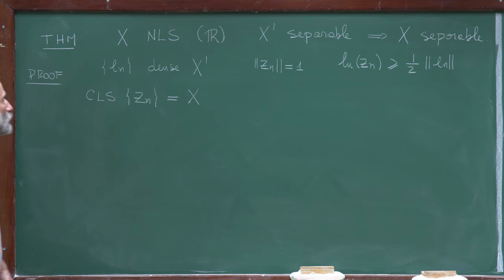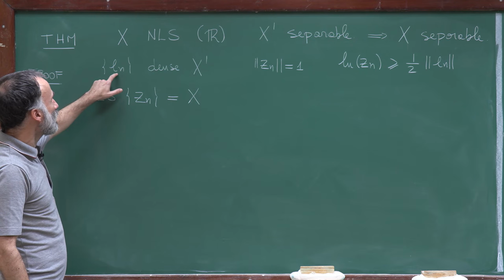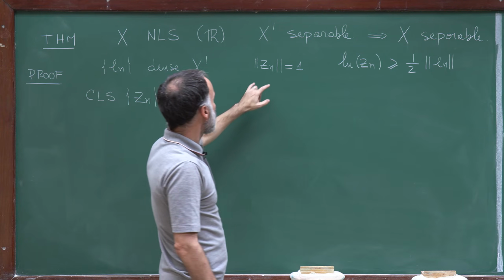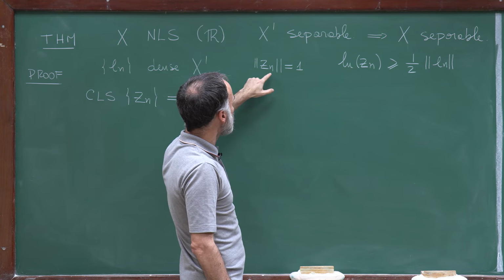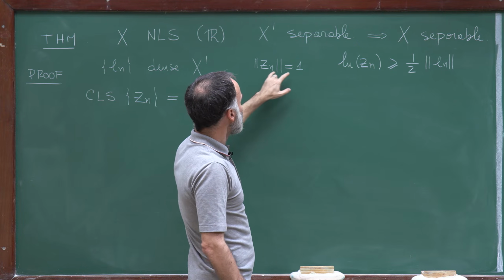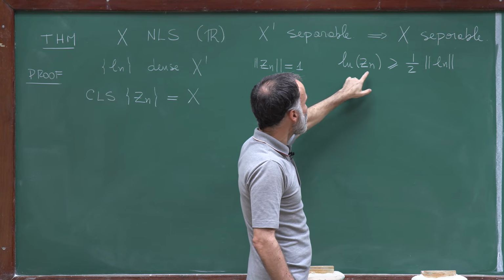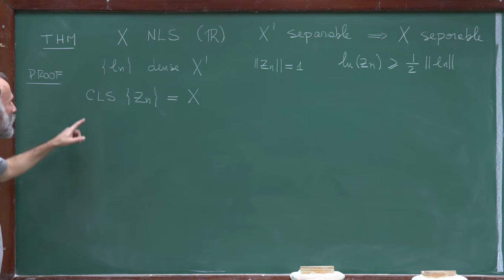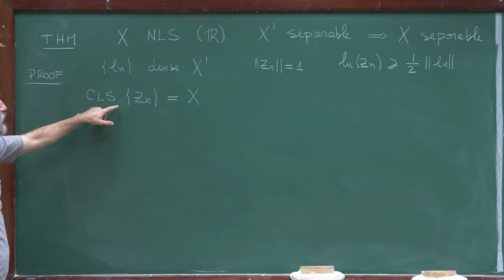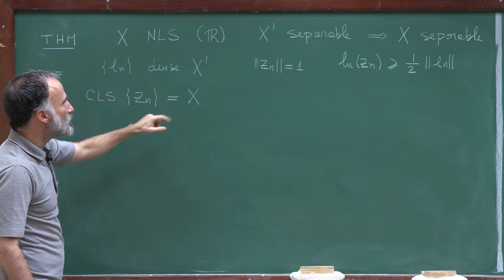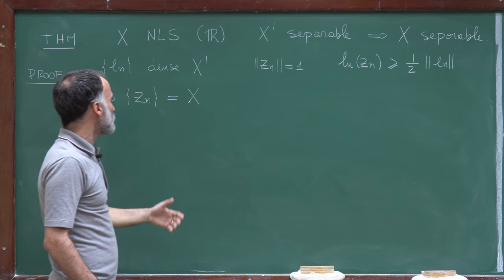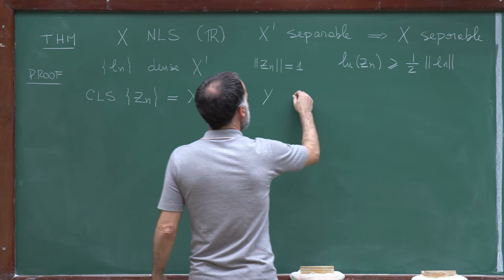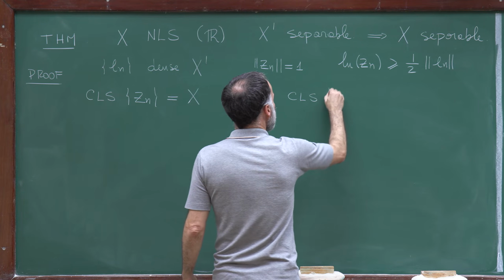So we wrote what we did up to now. We have a family Ln which is dense in X prime, and then we constructed a family zn of points in X. zn has norm equal to 1, and Ln of zn is bounded below by 1/2 of the norm of Ln. And my claim is that the closed linear span of this family is equal to X. I will assume the contrary, so let me call Y the closed linear span of zn.